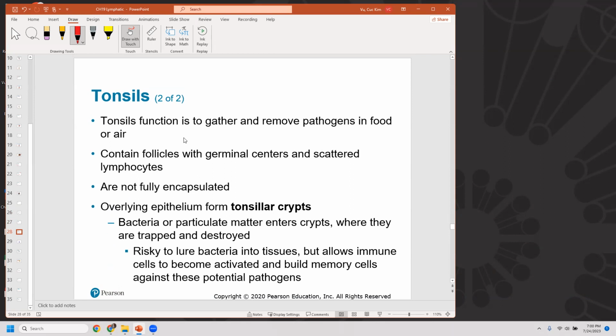Okay? They contain follicles with the germinal centers and scattered lymphoids. They're not fully encapsulated like you would find in the spleen. Okay? And as a matter of fact, in the epithelium that forms the tonsils, you will find what's called tonsillar crypts. And it's the crypts that actually trap the bacteria and then pull the white blood cells to it to break it down.